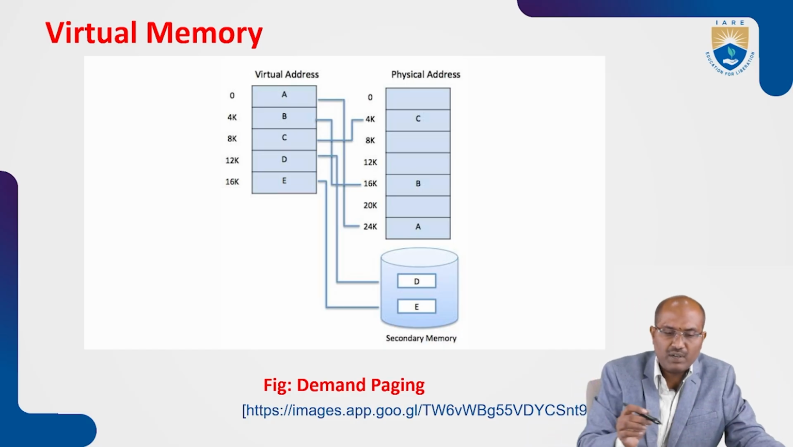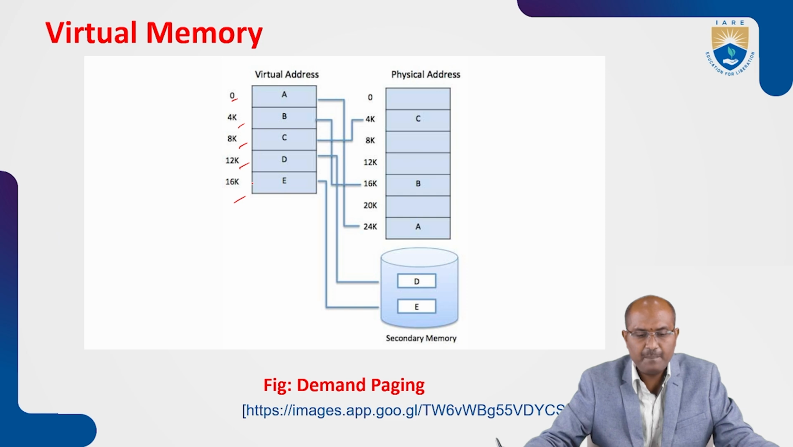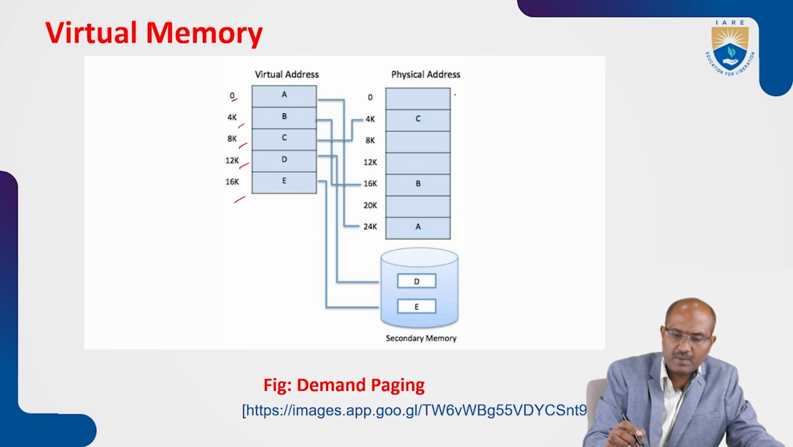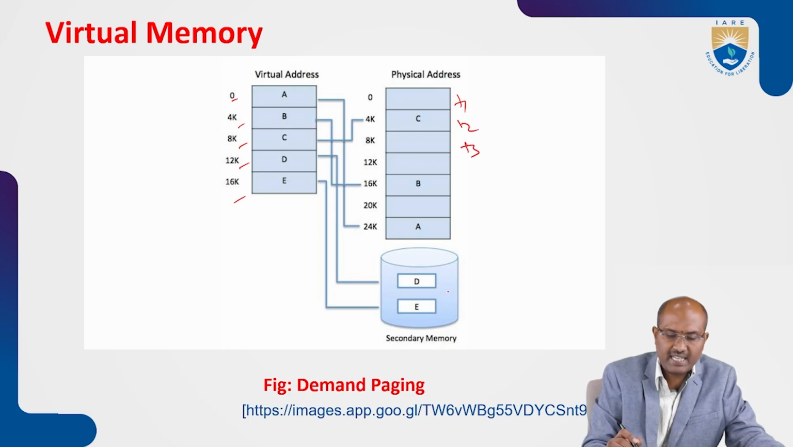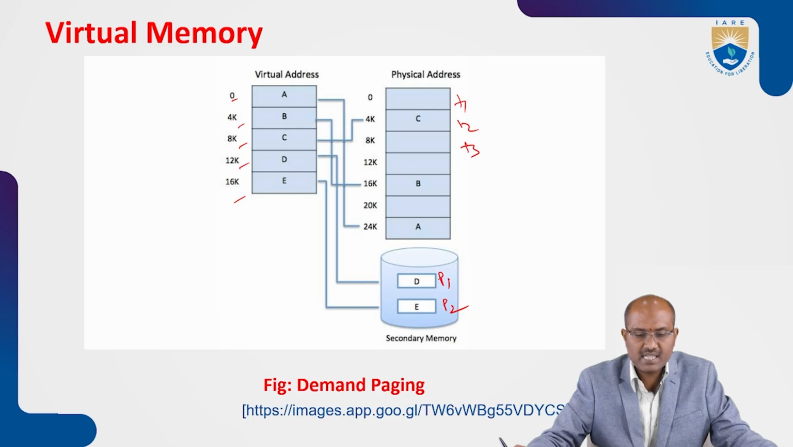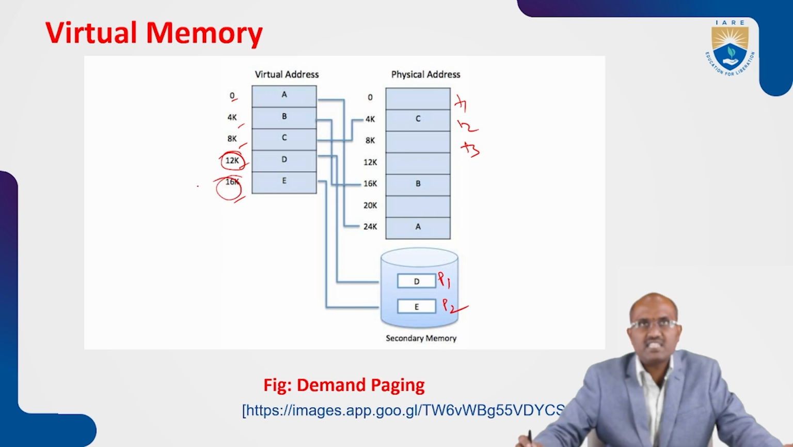Finally, in the virtual memory address space here, we have addresses zero, 4K, 8K, 12K and 16K of virtual address. A, B, C, D, E are there in the frames of the physical memory. These are the frame physical addresses: frame 1, frame 2, frame 3, frame 4, and so on. There are two pages in the secondary memory, page D and page E. Their addresses are 12K and 16K, which is the virtual address.